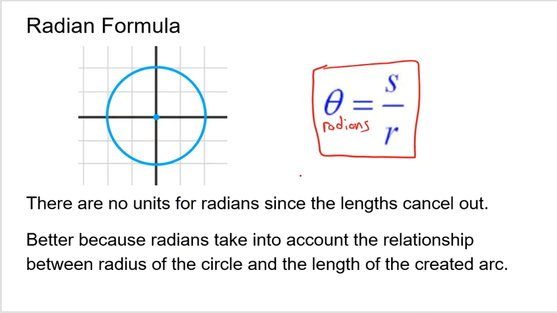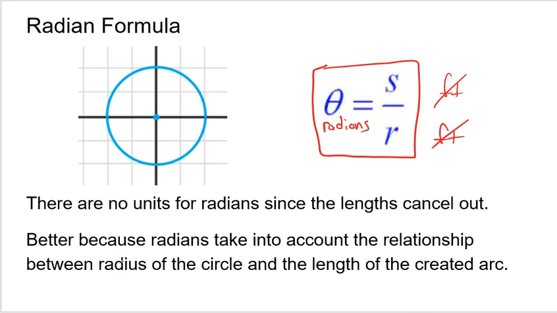Now, there's no units for radians. They're just radians. The unit is radians. And that's because they're two lengths. So if we have an arc length that's measured in feet, and then we have a radius that's measured in feet, then those feet cancel out, and that's why there's no unit. There's no length unit. It's just radians.